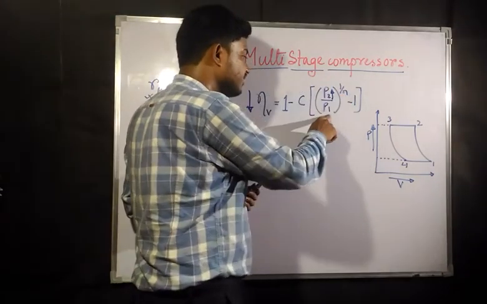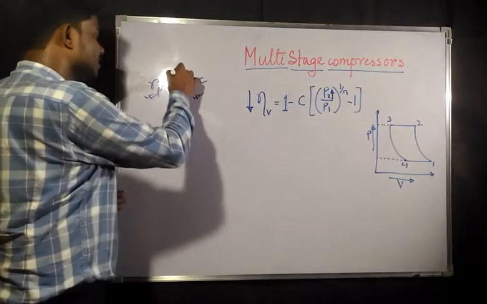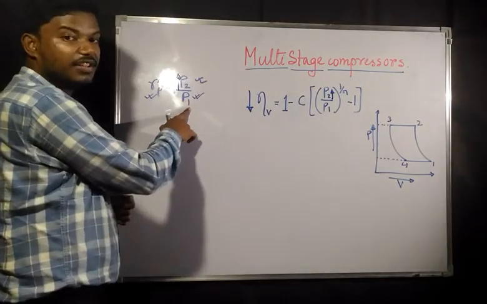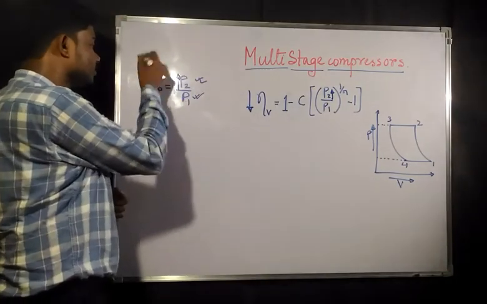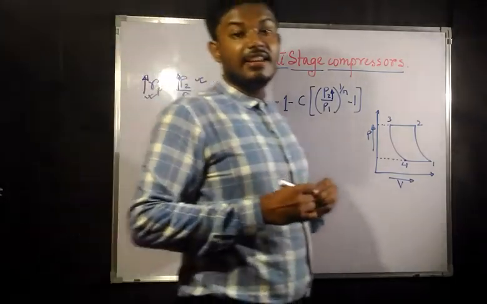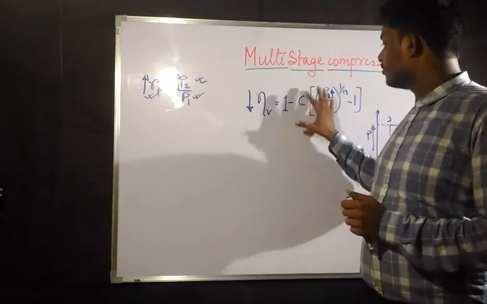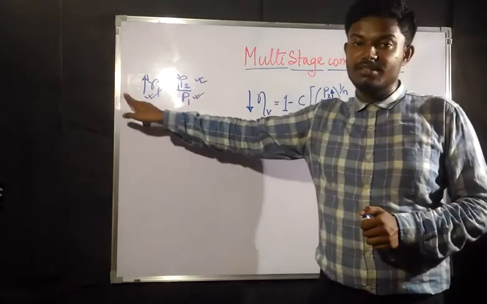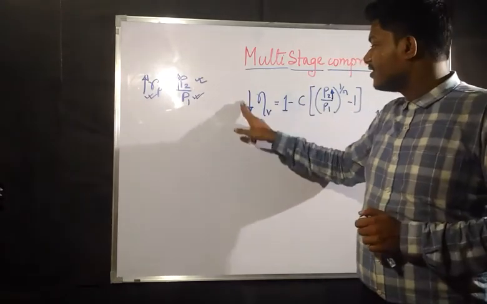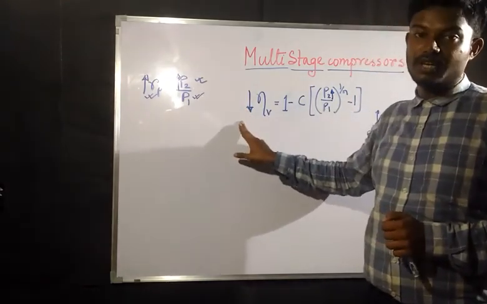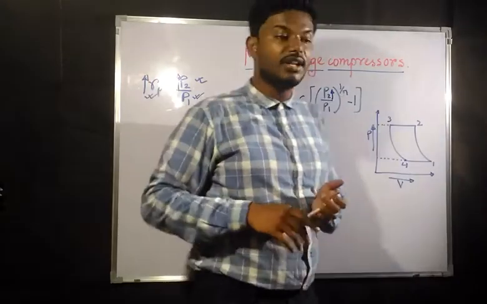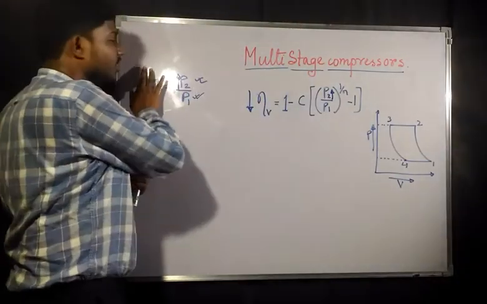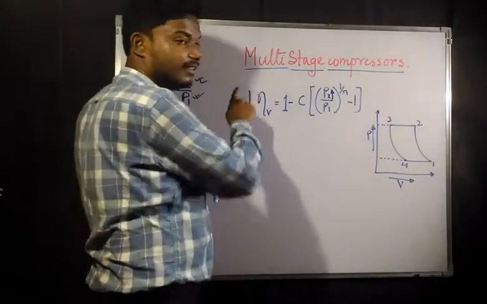Now, P2 increasing and P1 fixed means what? Your pressure ratio is increasing. From this you can say that if the pressure ratio increases, the efficiency is always going to decrease.